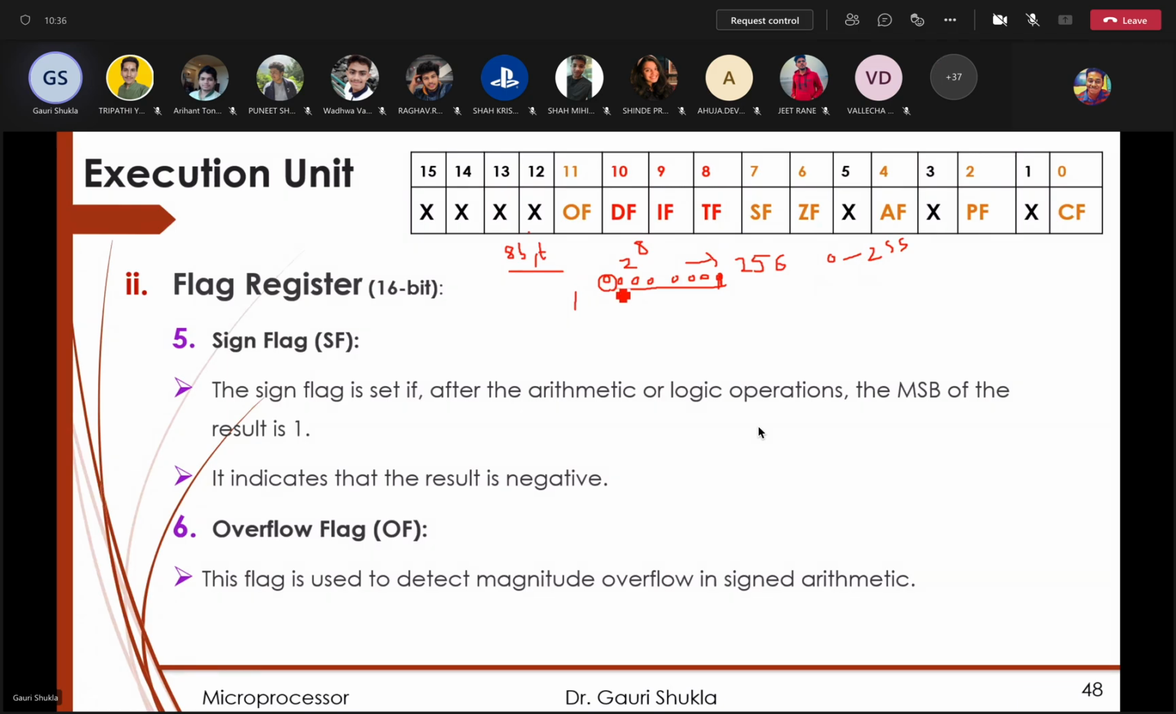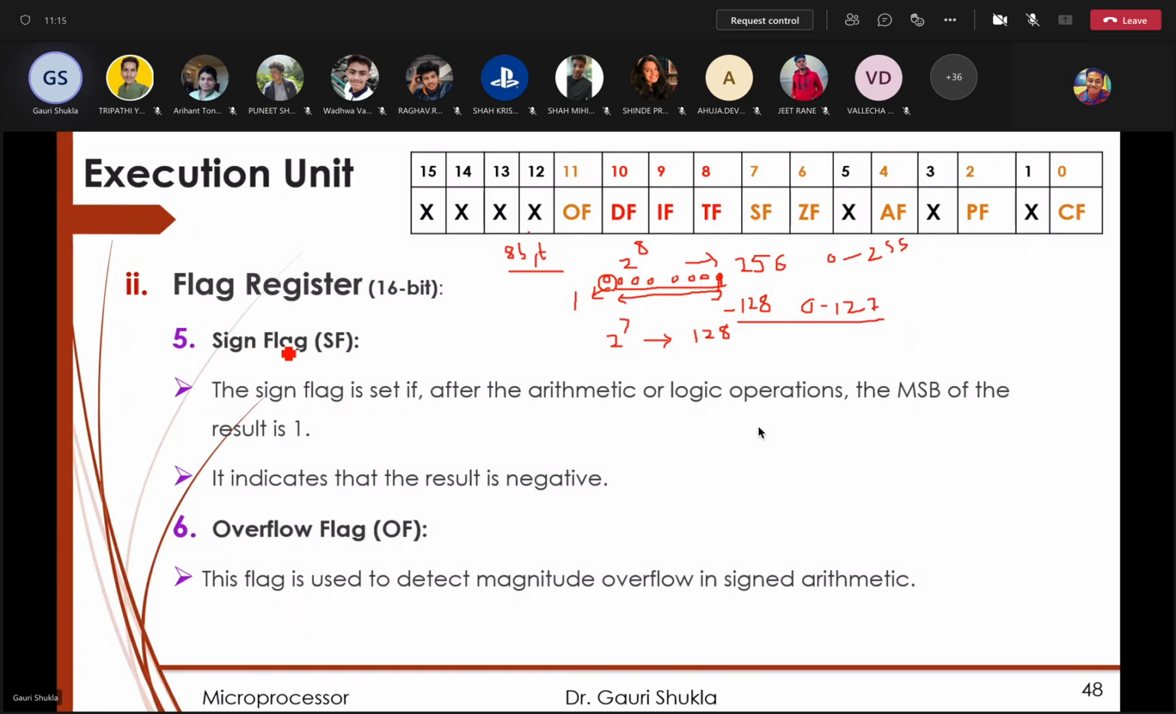So 2 raised to 7 is how much? Can somebody tell me quickly? 128. Very good. So it is 128. So I will have 0 to 127 as my positive numbers and minus 128 as my negative limit. Okay. So now if my result is beyond this limit, overflow flag will be set. Okay. So if my result is beyond these limits, if I'm doing an 8-bit operation, my overflow flag will be set.